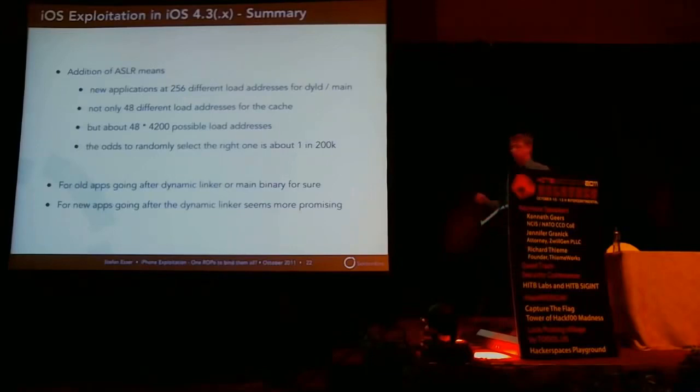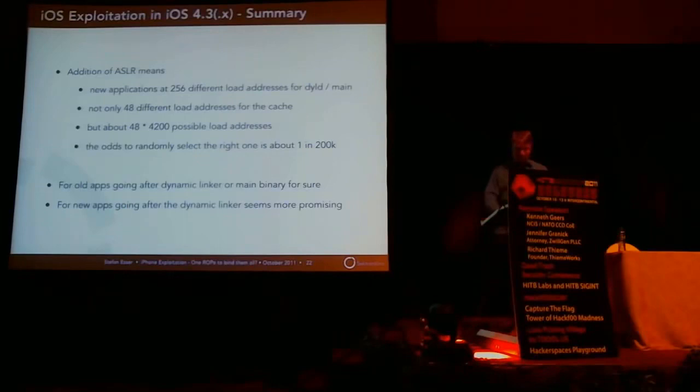So this means the odds to hit the right gadget are like 1 in 200,000. So we will always, especially for old apps, go after the dynamic linker or the main binary because they're not moved. And for new apps, it still seems better to go after the dynamic linker, because it's only 256 instead of like 200,000 different possibilities. Well, 4,300.